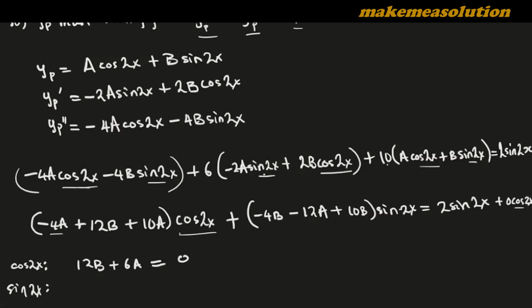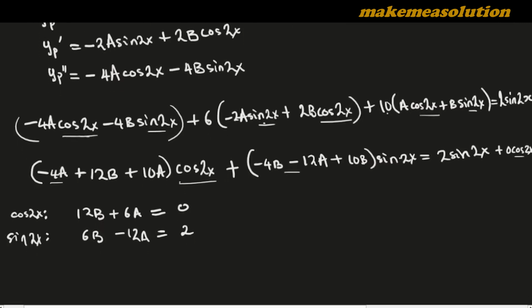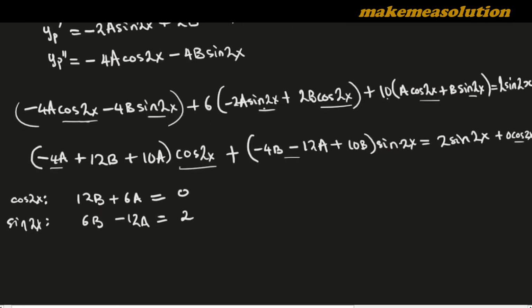Okay, then for sine 2x, the coefficient of sine 2x on the left hand side, so let's resolve it. If we resolve it, we'll have 6b on this side minus 12a. Okay, when we resolve this, you get 6b minus 12a, because minus 4b plus 10b is 6b, and minus 12a is equal to, and the coefficient is what? 2. The coefficient of sine 2x on the right hand side is 2.